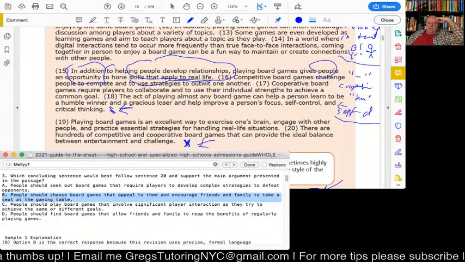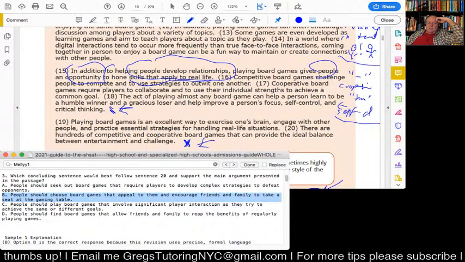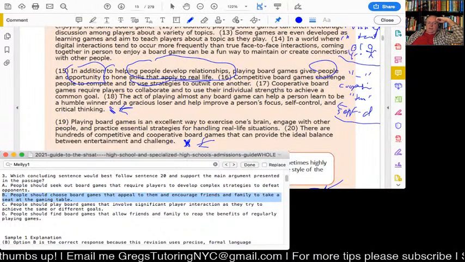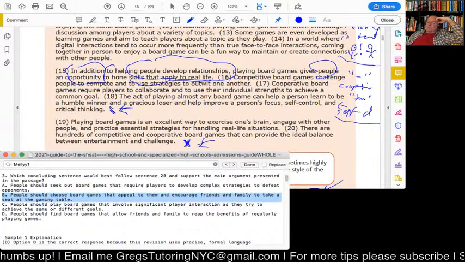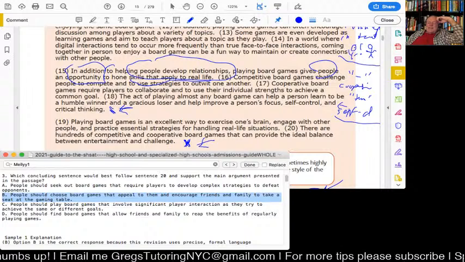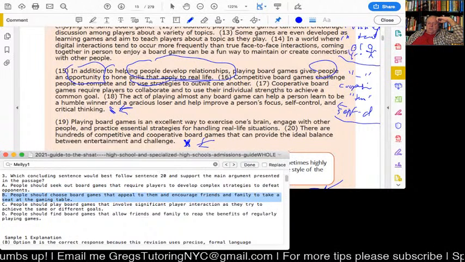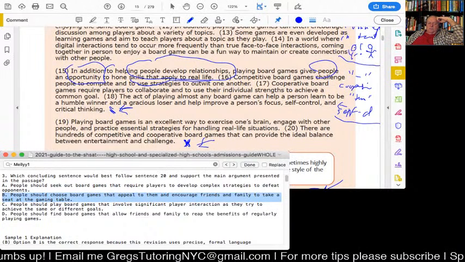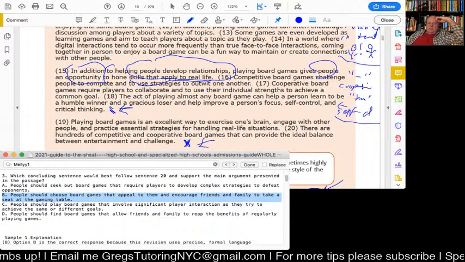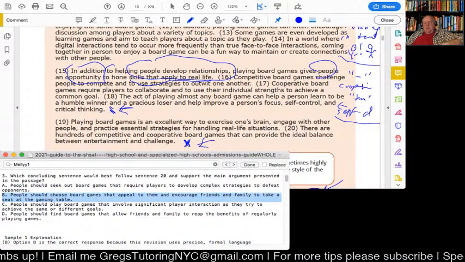D. People should find board games that allow friends and families to reap the benefits of regularly playing games. Okay, so from that perspective, D is so close, but it's not exactly quite what's being said there. All right? So from that perspective, B as in boy is the answer. All right? So it was a hair splitter. All right? So does anybody have any questions about this?